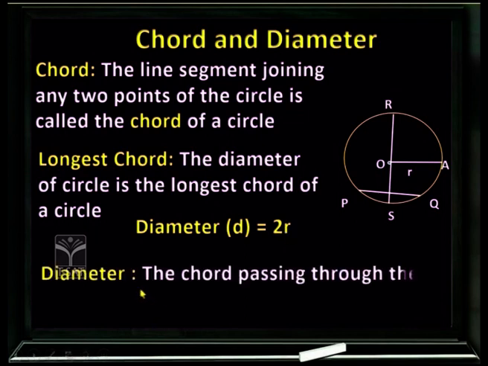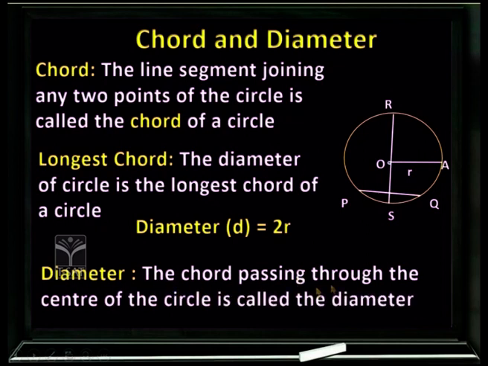So, what is the diameter? The chord passing through the center of the circle is called the diameter, and the midpoint of the diameter is always the center.